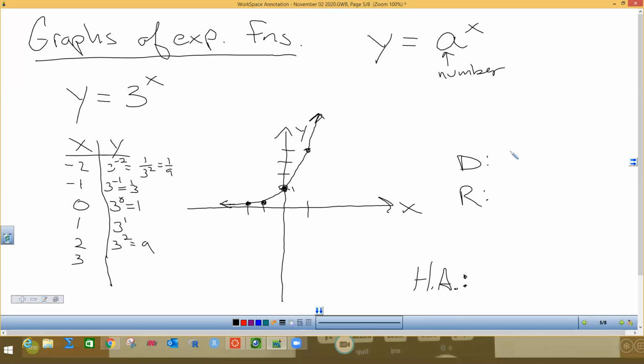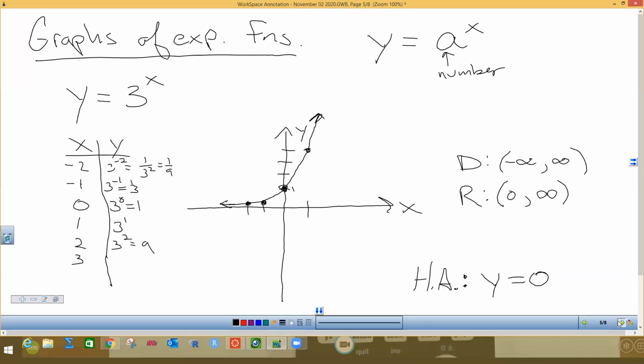So the domain on all of these exponential functions is negative infinity to infinity, and the range is going to be 0 to infinity with parentheses because it never hits 0. Y equals 0, or the x-axis, will be your horizontal asymptote. Now this can change if you put, like, remember back with the transformations of functions, if I put negative 3, it'd move this whole graph down 3, and then we'd have to find the 0.